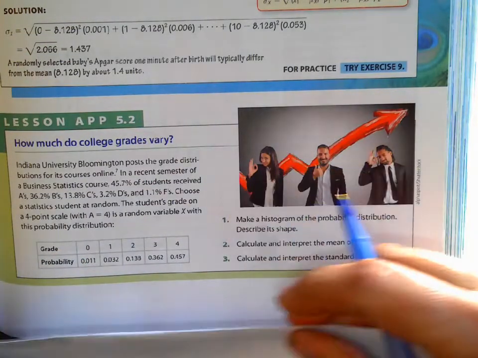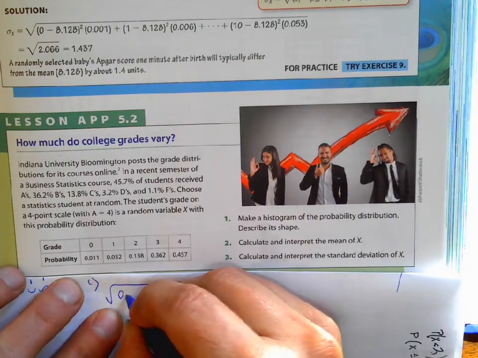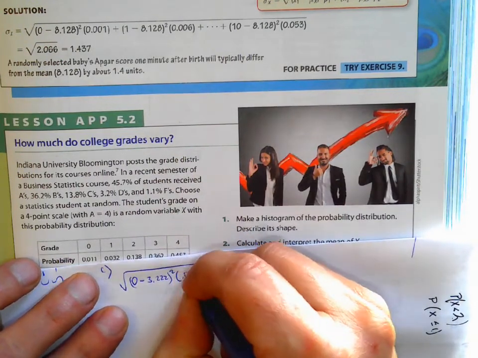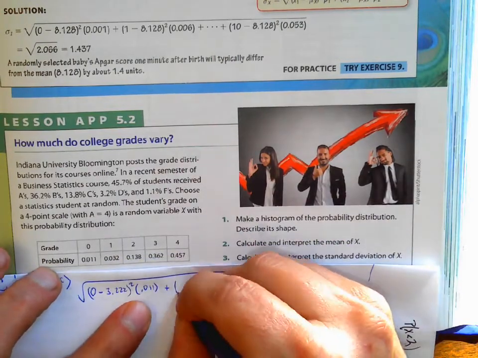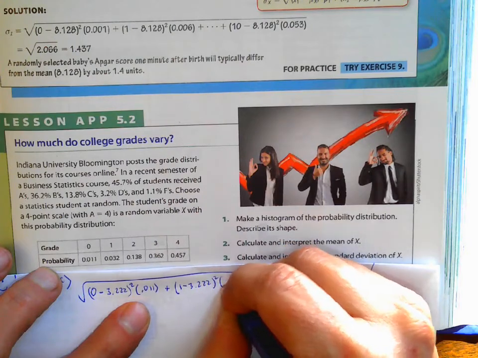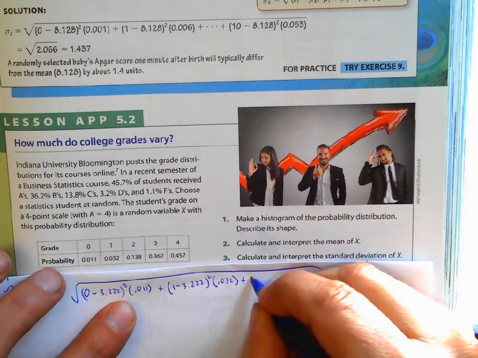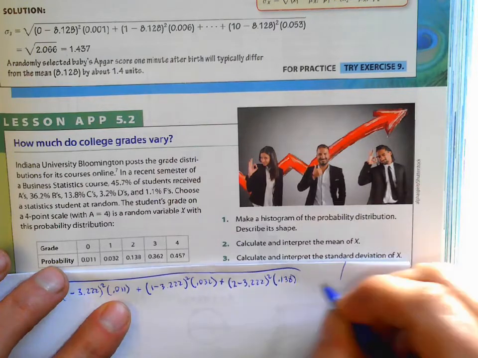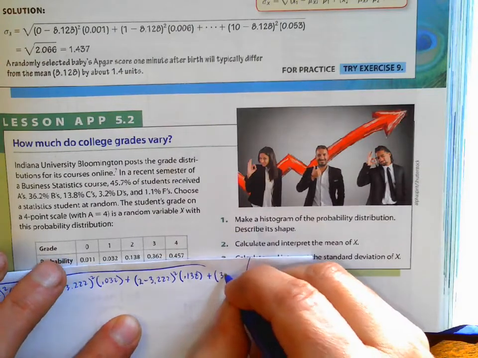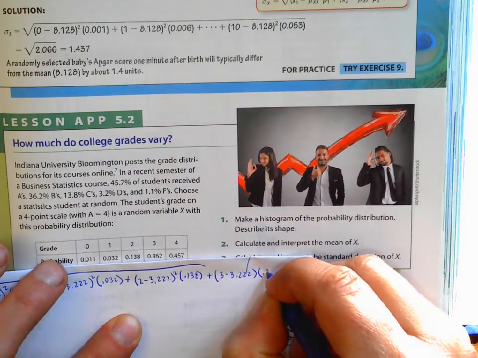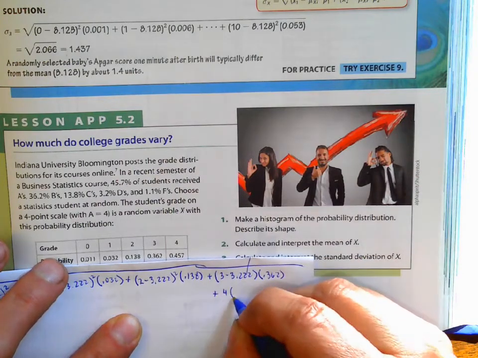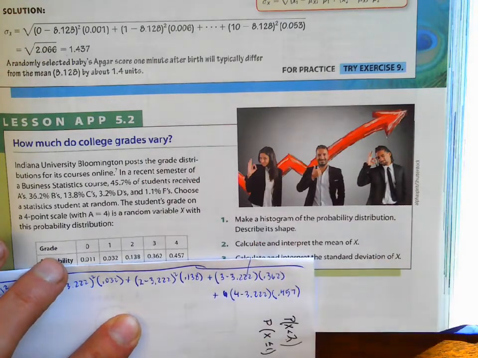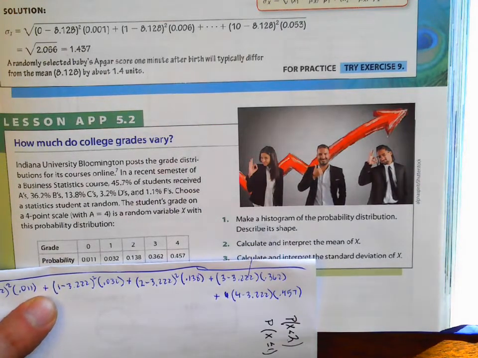Okay, so to find the standard deviation here, remember it's the square root of 0 minus our mean, 3.222, squared times its probability. I have to do that for all of them. 1 minus 3.222. Gets a little tedious here. And one more. Okay, so that would be what it is. We have to put this in the calculator and work this out. So I'm going to pause it and put it in.